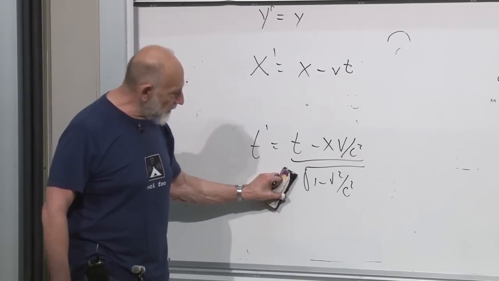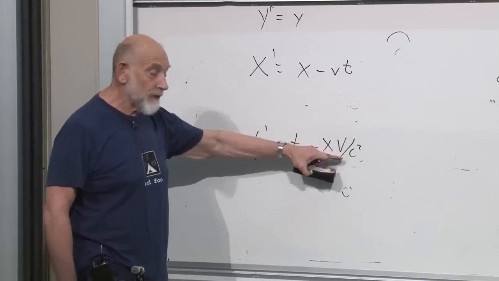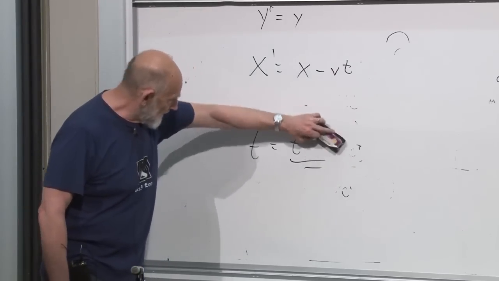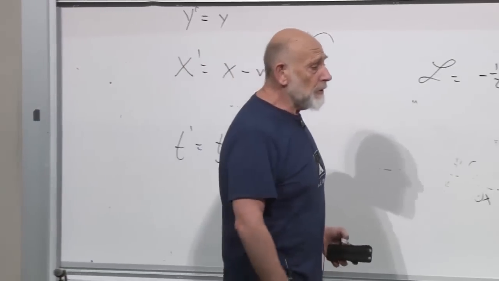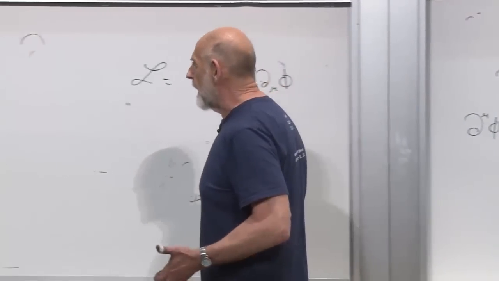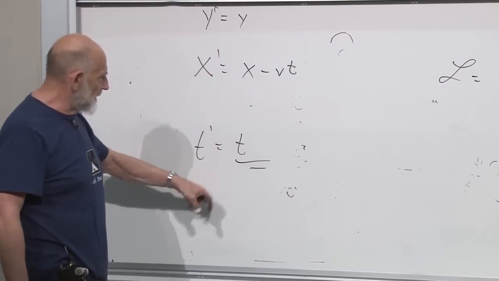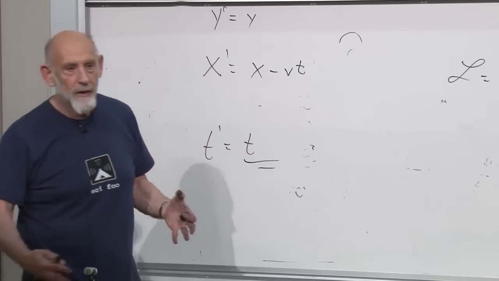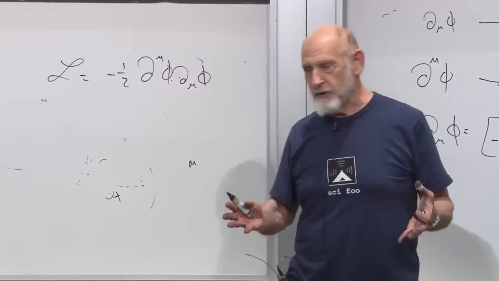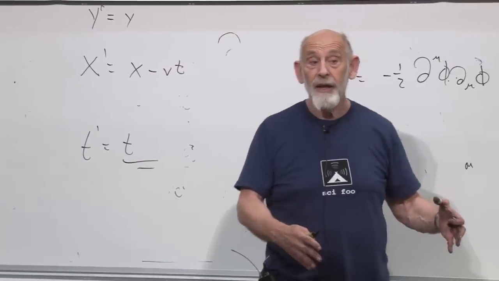Again, taking c to infinity, this becomes 1. But now we have x times v over c squared. When c goes to infinity, this goes to 0. And it's just t prime equals t. So yes, there is an invariance of non-relativistic Newtonian mechanics. It's called Galilean invariance, and it requires the equations to be invariant under these replacements. This replacement is trivial. It just says that all observers, all frames of reference share the same time. Simultaneity is the same for everybody.